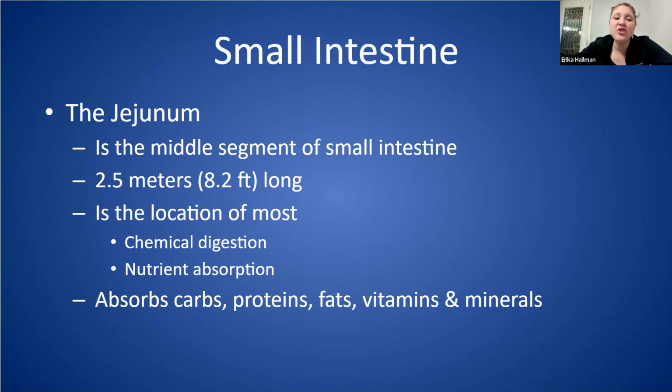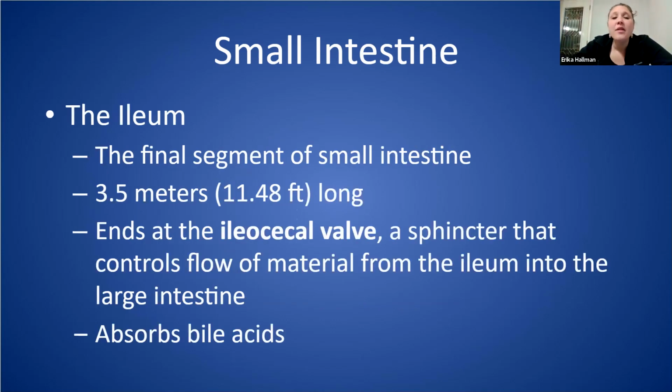This is the location of all of the rest of chemical digestion and absorption. So it's long because we need more time to have those chemicals that we broke down be absorbed into our bloodstream. The small intestine is going to be in charge of absorbing carbs, proteins, fats, as well as vitamins and minerals. The last segment of the small intestines, this is the third segment, is our longest.